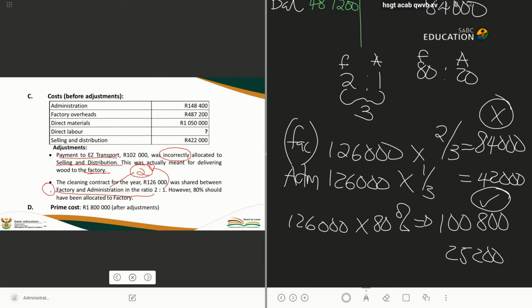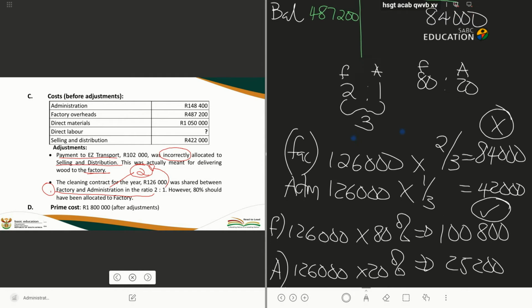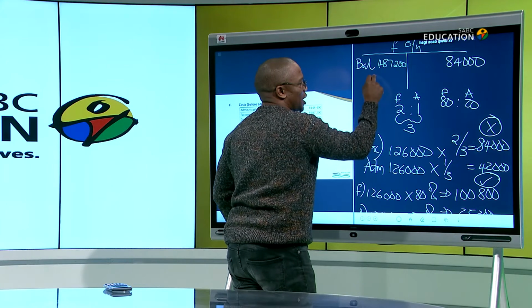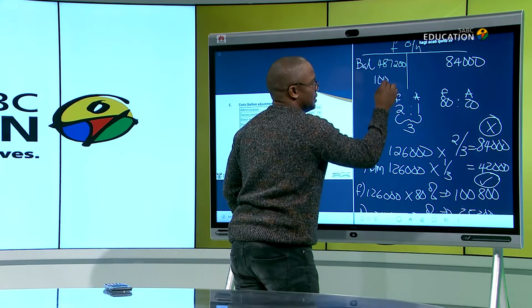This one was for factory. This one, it means, will be admin. You can say 126,000 times 20% should give you the same amount. 126,000 times 20%. Indeed, we are correct. So let's record them now. Remember, we removed the 84,000. Now we recorded the correct one. The correct one is 100,800.